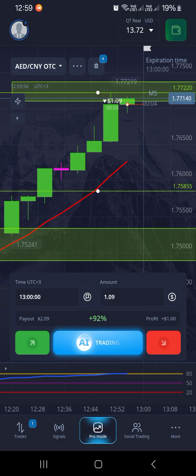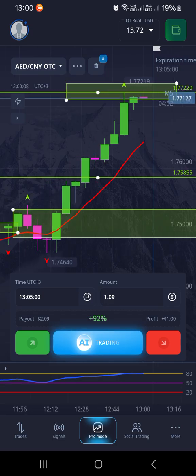This is crazy. This is crazy, guys. Oh my god. The next candle will be a sell, but let us stop there.